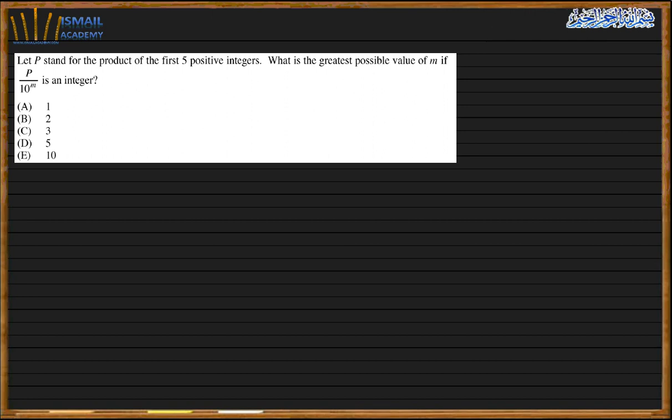Next question. So if P stands for the product of the first 5 positive numbers, what are the first 5 positive numbers? It is 1 times 2 times 3 times 4 times 5. So this is 10, this is 12. So 10 times 12 is 120.